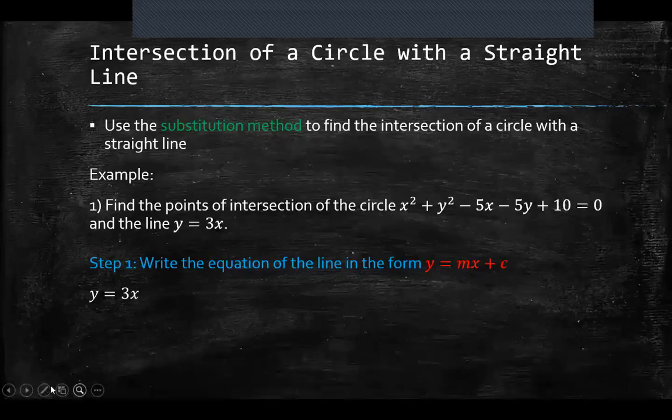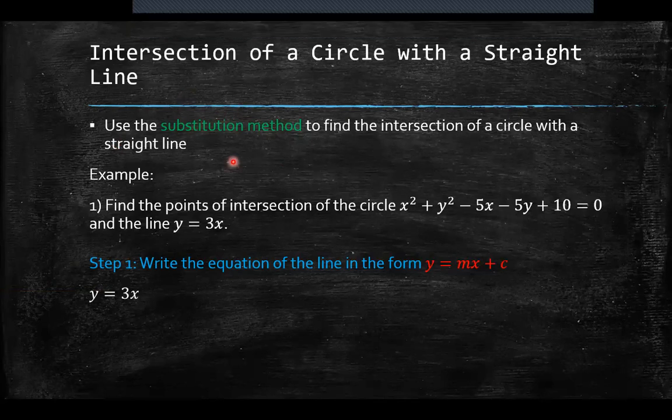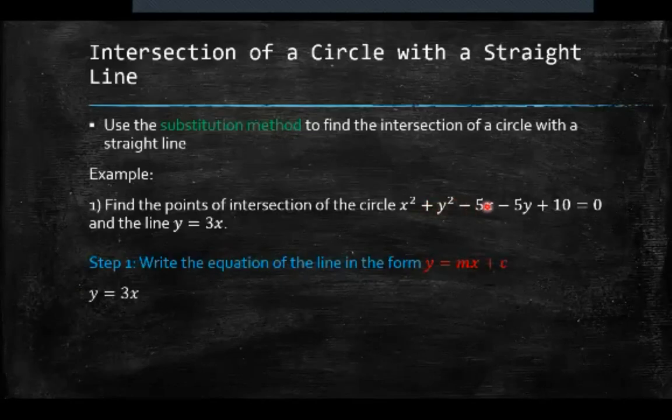So back to the note. We're using the substitution method to find the intersection. So I have an example here. Find the points of intersection of the circle x squared plus y squared minus 5x minus 5y plus 10 is equal to 0, and the line y is equal to 3x.